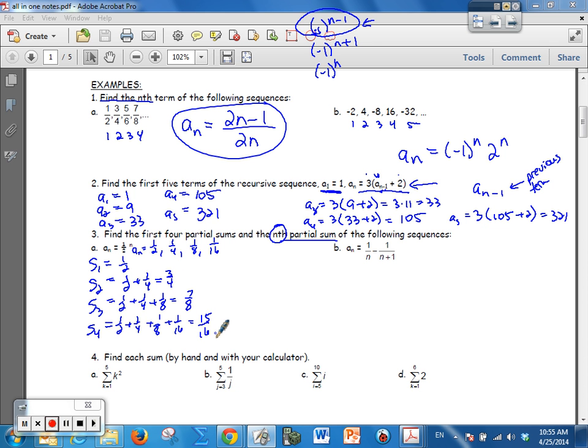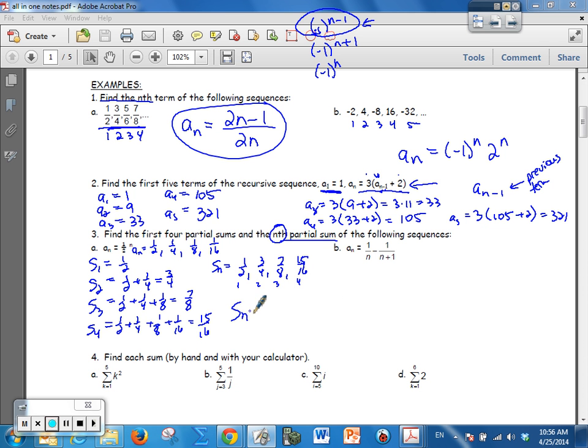So in order to find my nth partial sum, I really want to write these in a row. You know how we had these up there? We wrote them in a row and we looked for the pattern. That's what I want to do with this. These are my S sub n's: 1/2, 3/4, 7/8, and 15/16. My first sum, second sum, third sum, fourth sum.